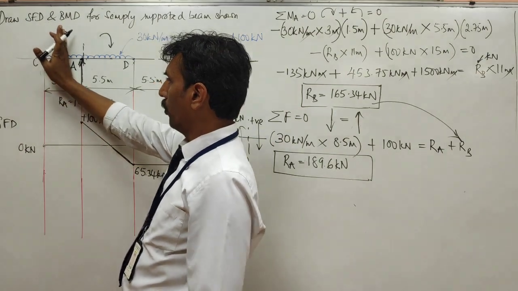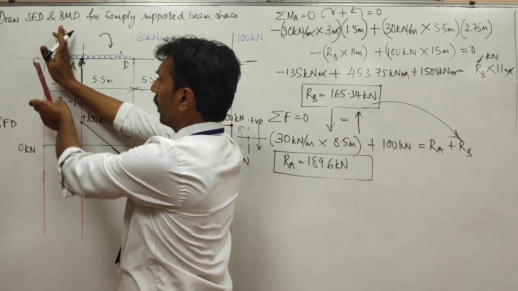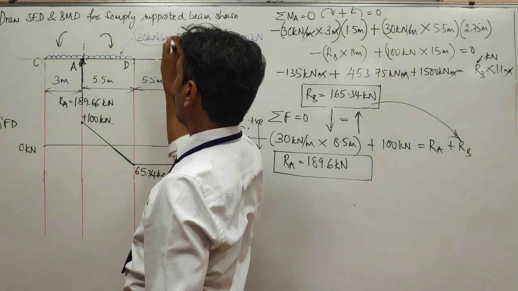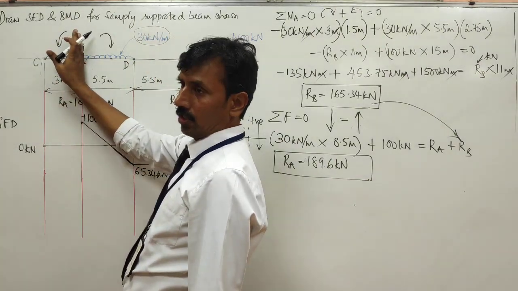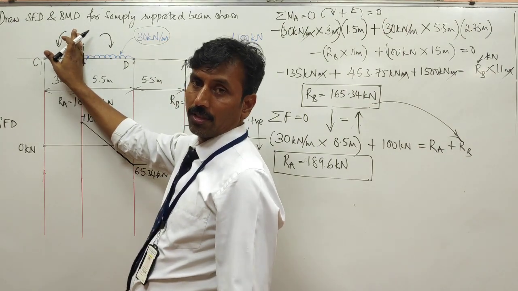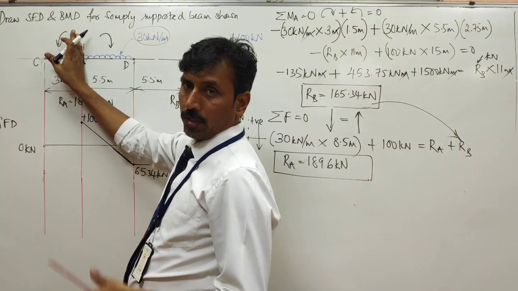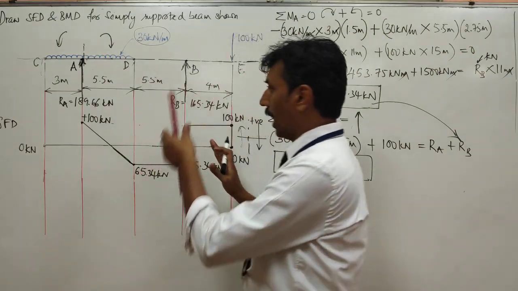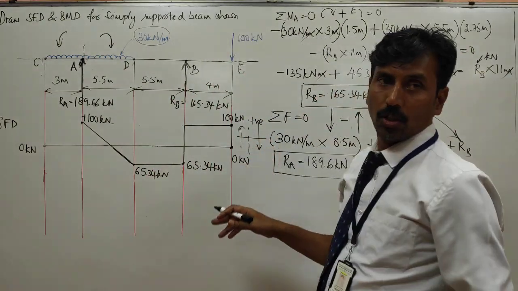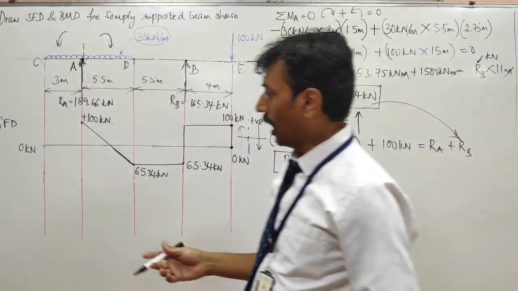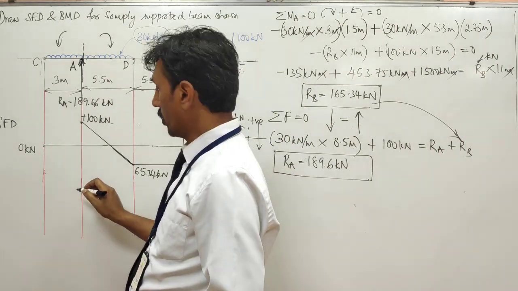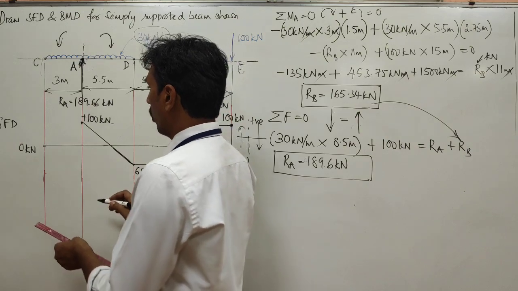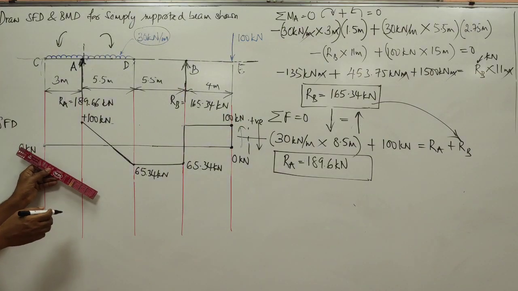If I start moving, I get more and more UDL added here, and the intensity is 30 kilonewton for every meter. If I move by 3 meters, it is 30 into 3, which is 90 kilonewton, which is added, which is acting downwards. So it is negative. So it starts going from 0 to negative direction. So let me draw a line going from 0 to 90.